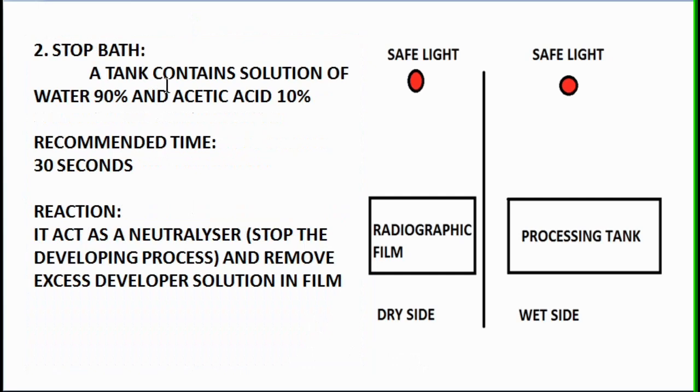Next is the stop bath. Stop bath is also one tank, containing 90% water and 10% acetic acid. It also holds the film using the hanger, and the same hanger holds the films through the total process. The recommended time is 30 seconds. The function of the stop bath is to stop the developing process and remove excess developer solution in the film. Some developer solution is attached to the film, so that developer solution is removed by the stop bath and the developing process is stopped.